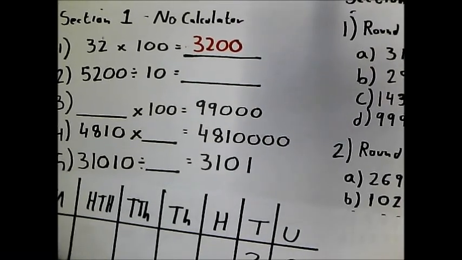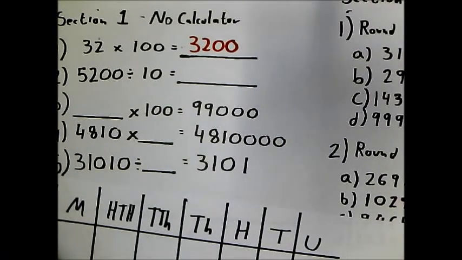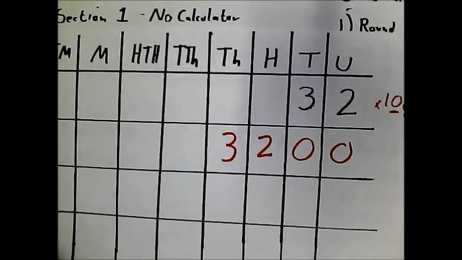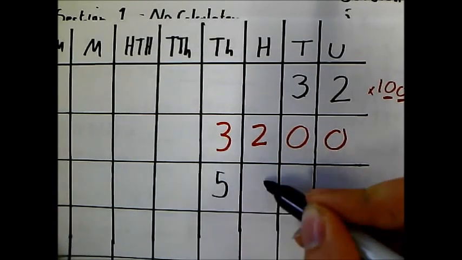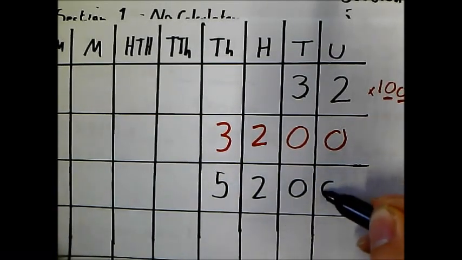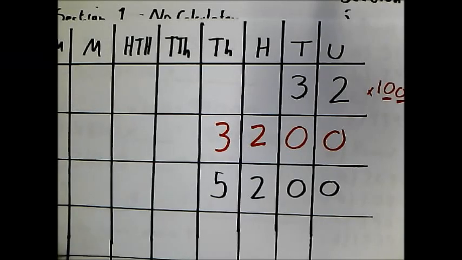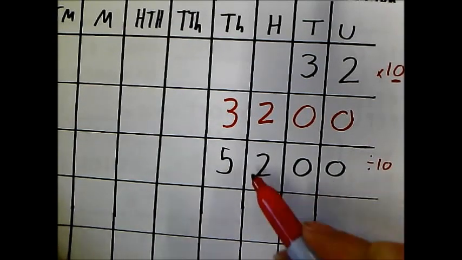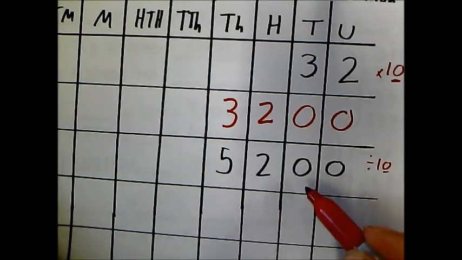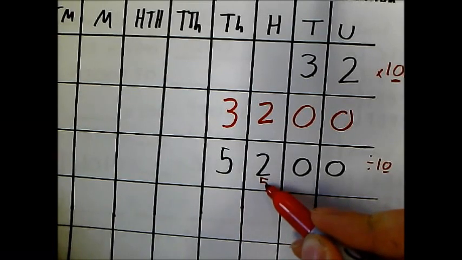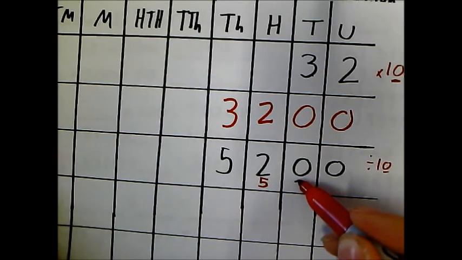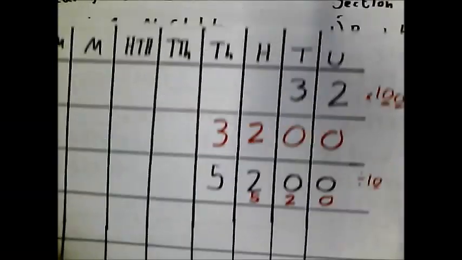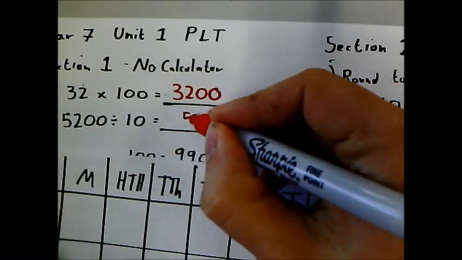Okay, for question 2, I want to do 5,200 divided by 10. So my first thing I'm going to do is write down 5,200 on my place value table. And this time I am dividing by 10. So now all my digits are going to move 1 place to the right. So my 5 is going to go in the hundreds column, and my 2 is going to go to the tens column, and I need a placeholder 0 to make it read as 520.